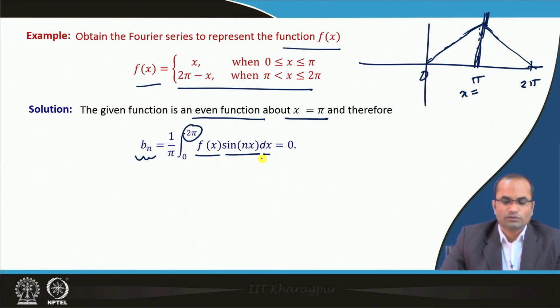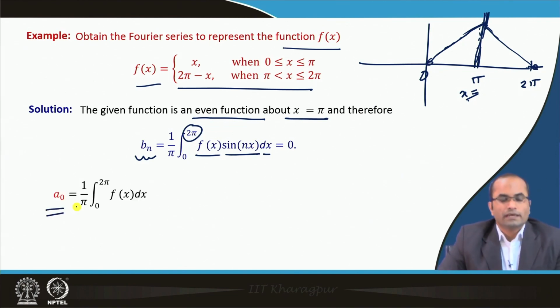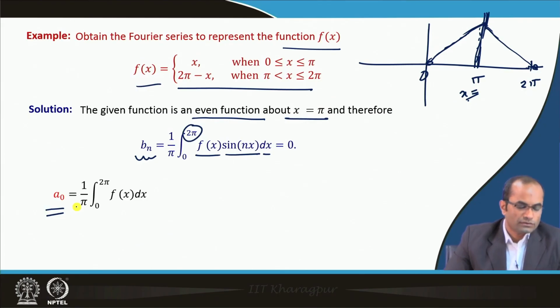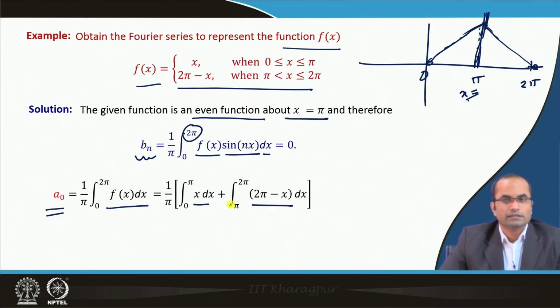We can just set that to 0 because this is an odd function around this pi. So, the integral from 0 to 2 pi will become 0, and then we compute a naught and then a n. So, a naught is 1 over pi times the integral from 0 to pi of f(x) dx, and we know f(x) is x and 2 pi minus x in this range. So, we can compute this integral.